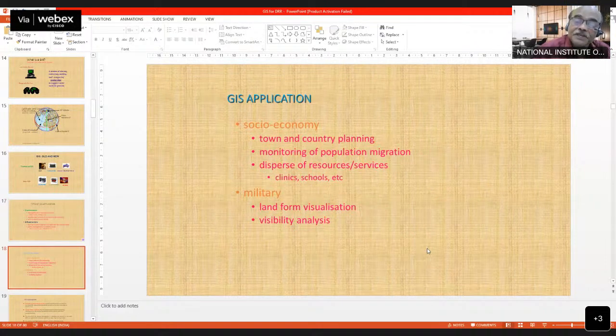And similarly it will be used for the military, and also socioeconomically, say town and country, what I was telling, monitoring our population, say from the village how many people are migrating each year, you can monitor using the computer, using the GIS. Similarly for the dispersal of resources and services. And equally, you can see how many clinics and schools are there, you can monitor by using the GIS.